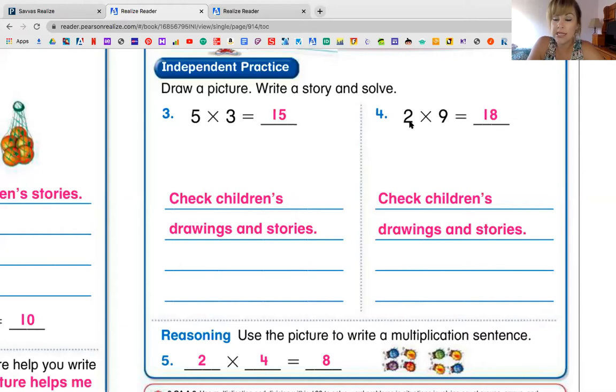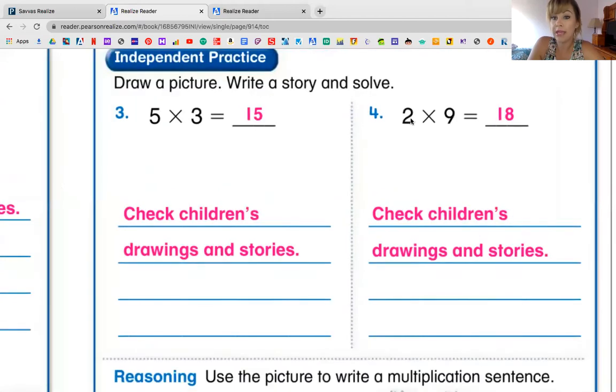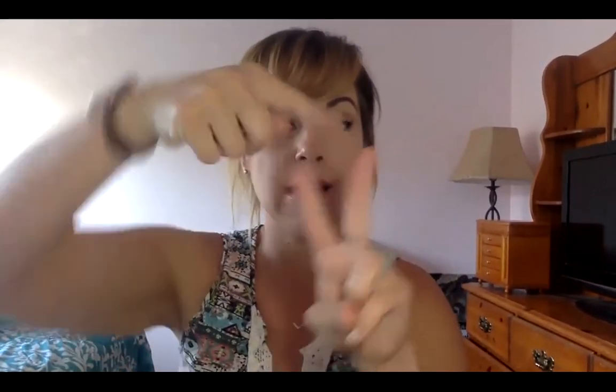My multiplication sentence for number 4 is 2 times 9. Now, what do I mean by 2 times 9? 2 groups of 9. Once again, 2 times 9 is 2 groups of 9. So put up 2 fingers, and each group has 9. So 9 plus 9. And if you know what 9 plus 9 is, it should be 18.